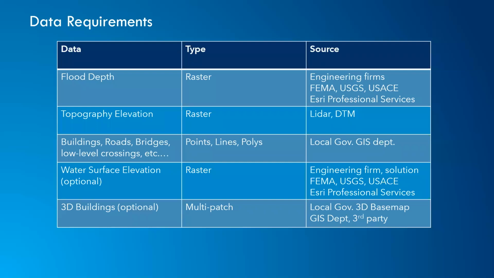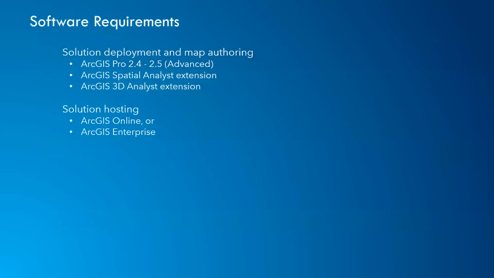Cool. Thanks a lot for going through all that, Gert. Also want to talk a little bit about software requirements. As you can see, we have on the list here that you will need ArcGIS Pro 2.4 or 2.5 in the advanced edition. You'll need the Spatial Analyst extension and the 3D Analyst. And then for hosting, as Gert was showing you, you can share your results on either ArcGIS Online or ArcGIS Enterprise. Anything else I need to add to that, Gert? No, that's it.